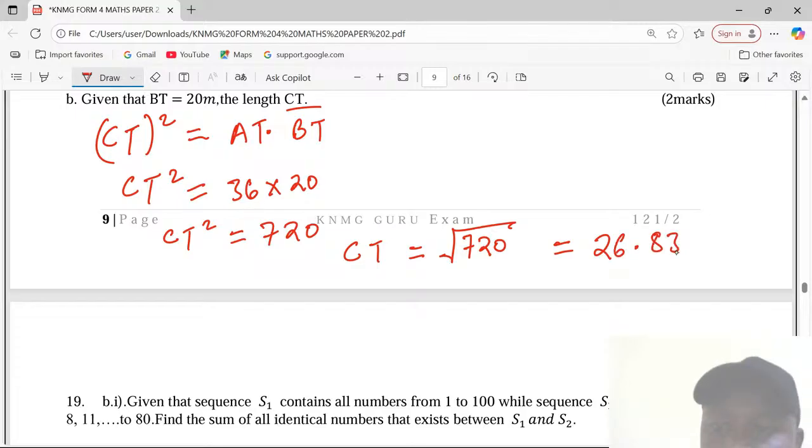26.83 centimeters to 4 significant figures.